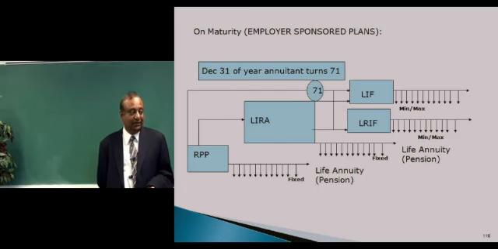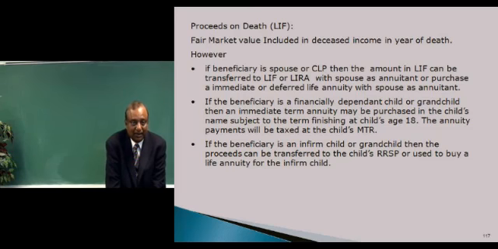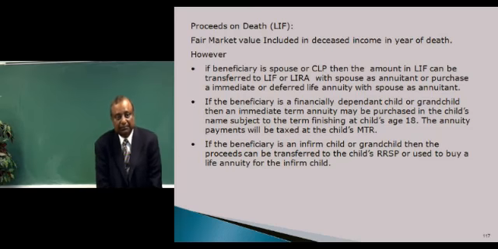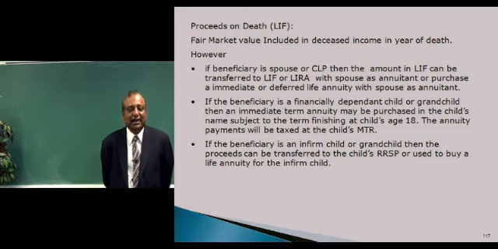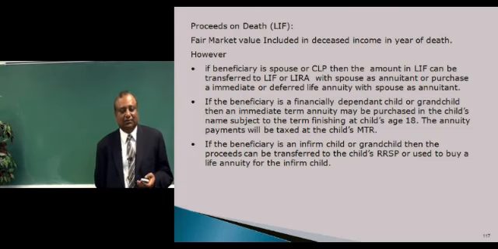If a person dies with a balance in a life income fund, the fair market value is included in the deceased's income, just as is done for an RRSP or RIF. Again, the same three exceptions. If the beneficiary is the spouse, the beneficiary can transfer to his or her LIF or LIRA, or use it to buy a life annuity. If it's a financially dependent child, the money can be used to buy a term to 18 annuity. And if it's a handicapped or infirm child, then the proceeds can be transferred to the child's RRSP or used to buy a life annuity, just like an RRSP.